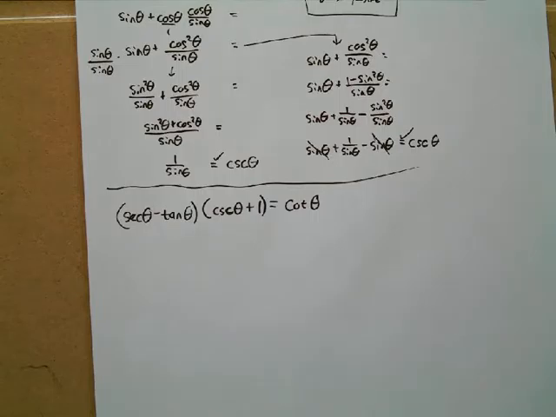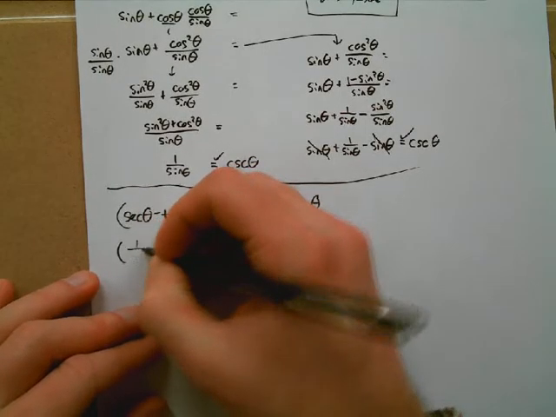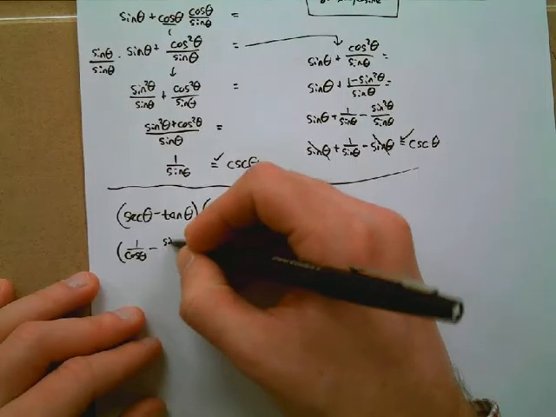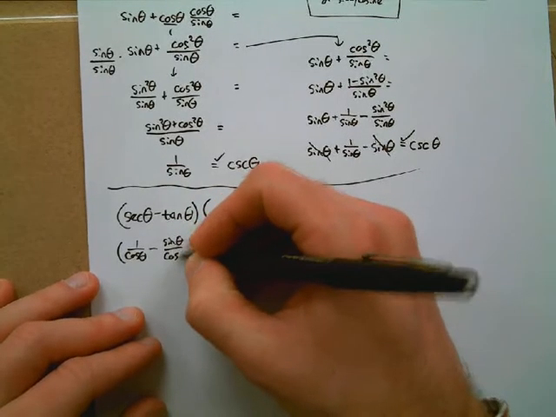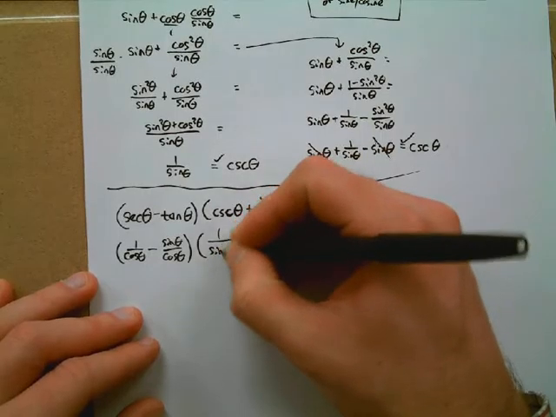Okay, and we do that for everything else, just change everything to sine and cosine? Yep, okay, so that's a great first step. 1 over cosine theta, minus, and then tangent theta would be sine theta over cosine theta. Cosecant is 1 over the sine of theta, and then plus 1. Okay, so again, that's what we've got now.